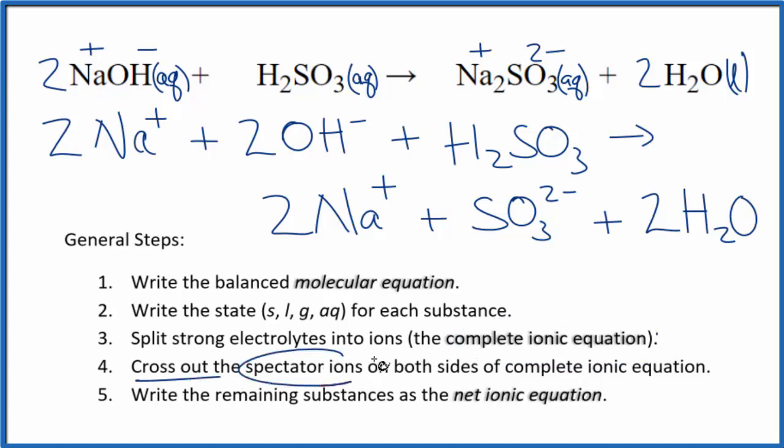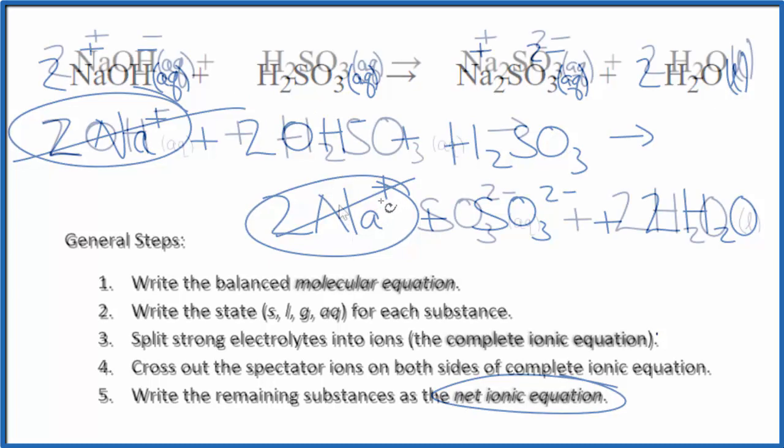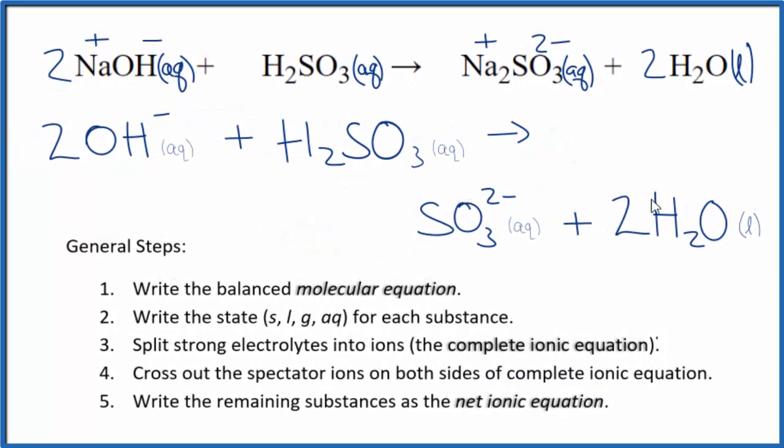Now we can cross out spectator ions. They're on both sides of the complete ionic equation. So we have our reactants and our products. And the only thing I see that is the same, 2 sodium ions here and then in the products. Cross that out. And everything that's left is unique. That makes it the net ionic equation for NaOH plus H2SO3. I'll clean this up and write the states. We'll have our net ionic equation. And this is the balanced net ionic equation for sodium hydroxide plus sulfurous acid.